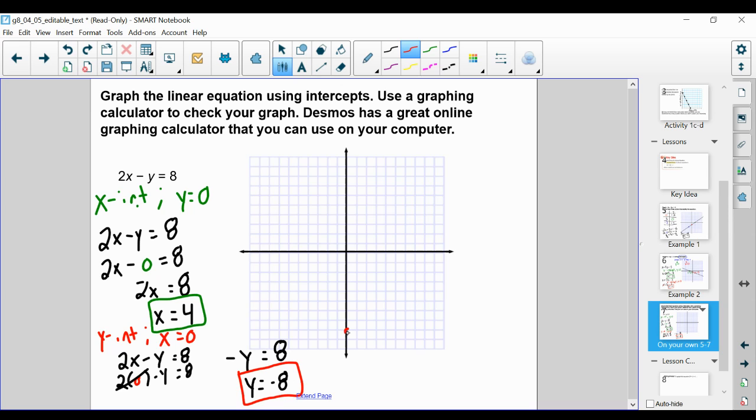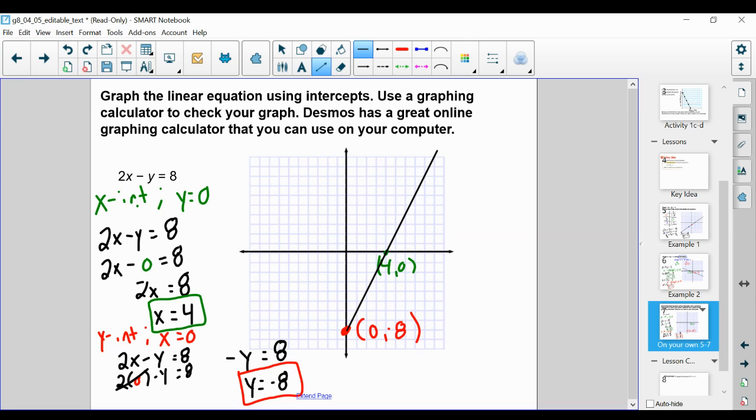We can eventually graph these. So we have (0, -8) and (4, 0). Now that we have 2 points, we can draw a line.